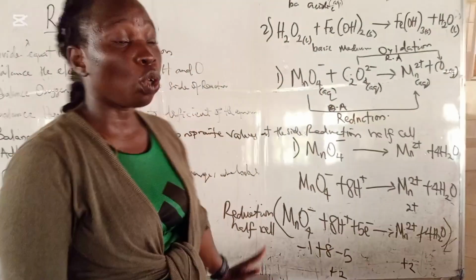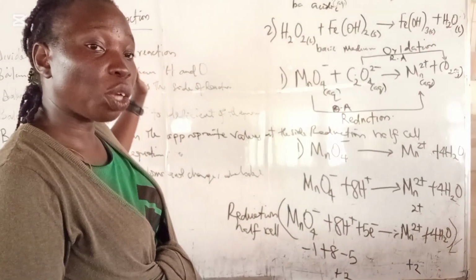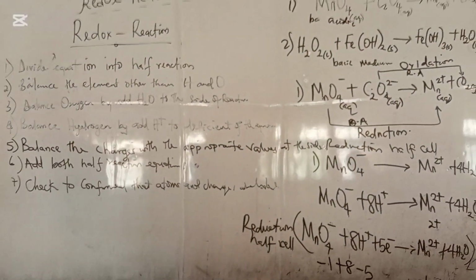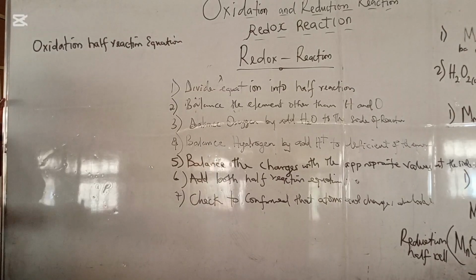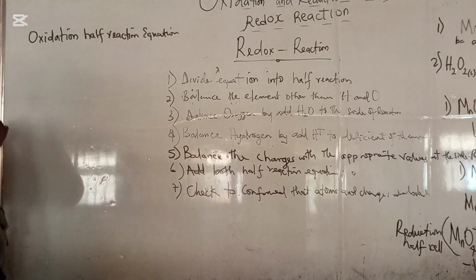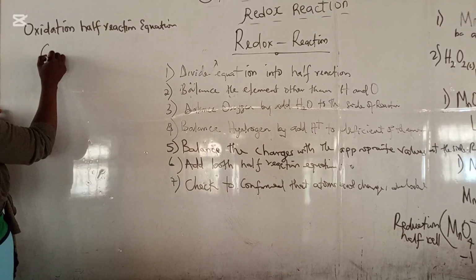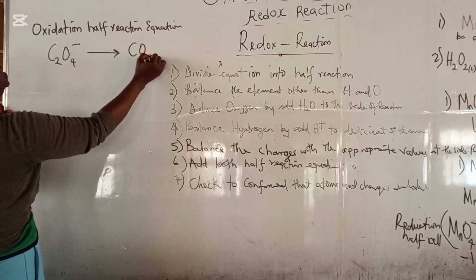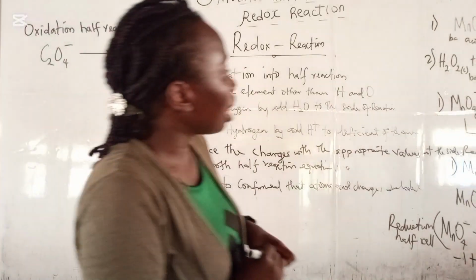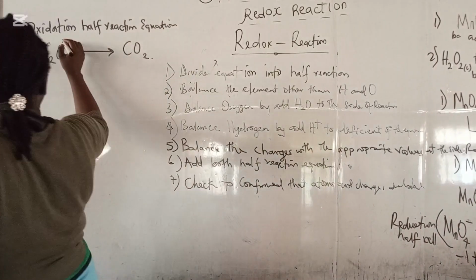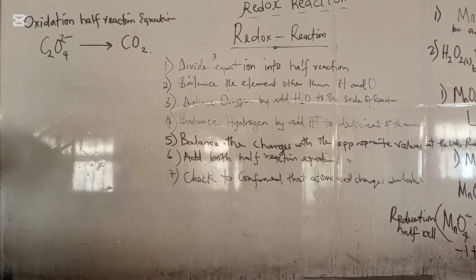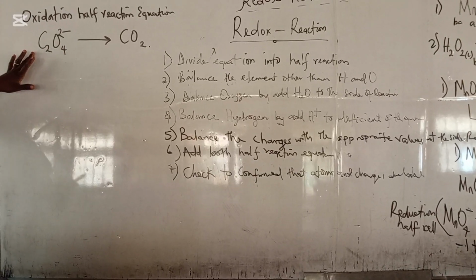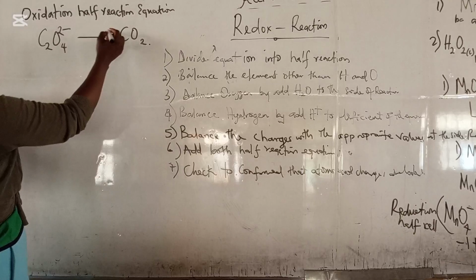So the next step is to go and balance the oxidation half cell. You balance the oxidation half cell and follow the same process that you used in reduction. So what are the things that we oxidize? We have the oxalate ion to give us what? CO2. The oxalate ion to give us CO2. So in doing that, how many carbon atoms are at the reactant? It is 2. How many carbon atoms are here? It is 1. So you have to put 2.